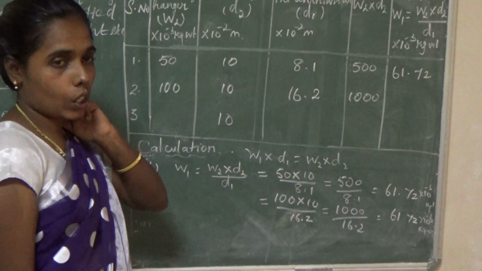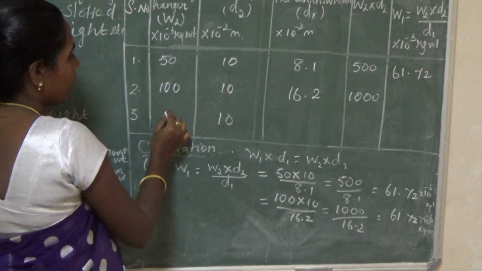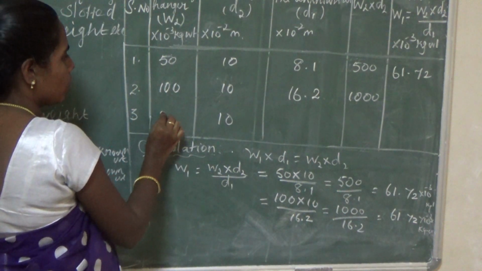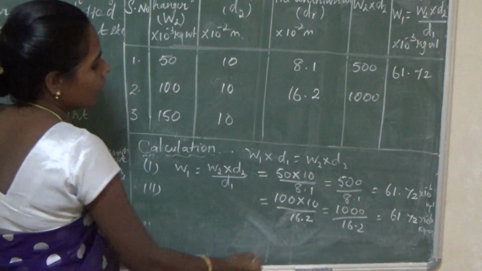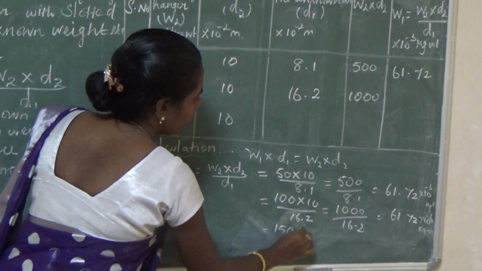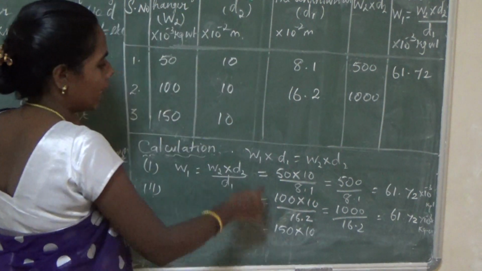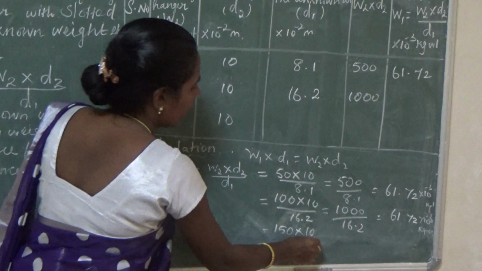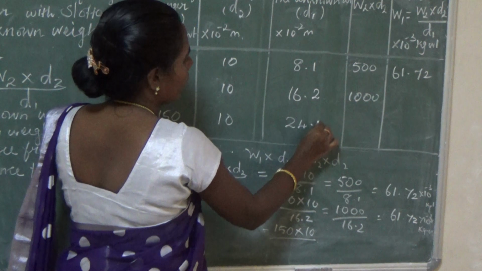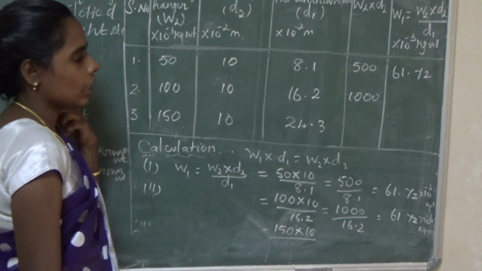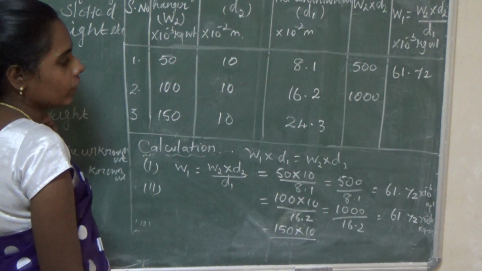Like that, one more reading we have to write. So the last, third one: here we added one more 50 gram, isn't it? So here we get 150. So 150 gram, into the fixed distance 10. That is the value of D2. Then what is the value of D1? We got it, yes, 24.3. So the distance of the unknown weight we got is 24.3.